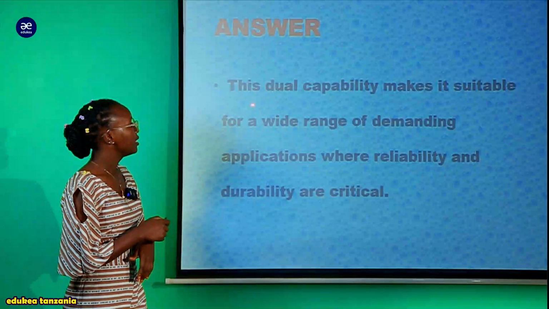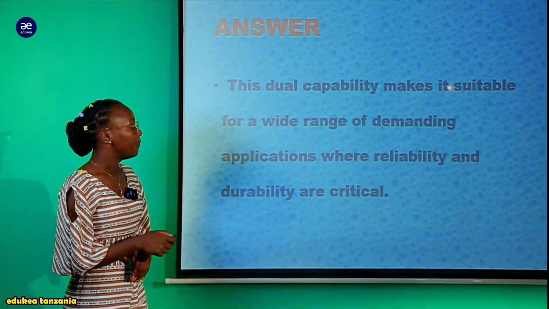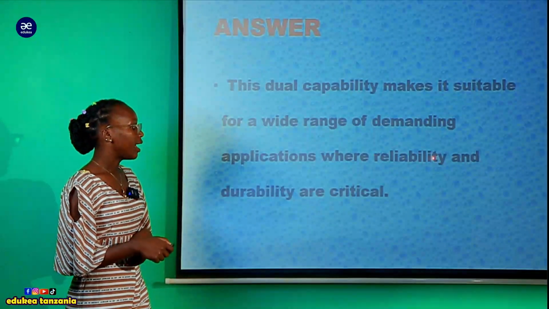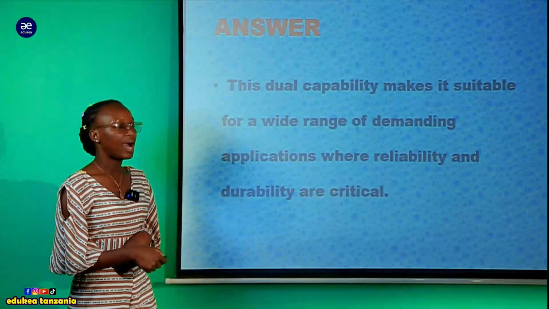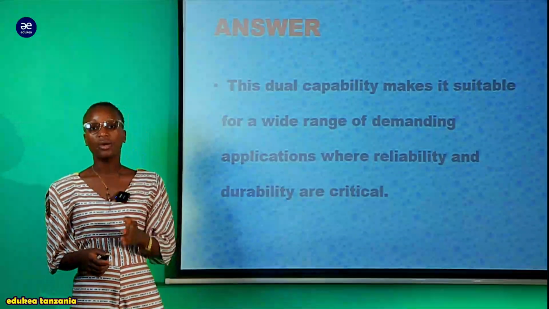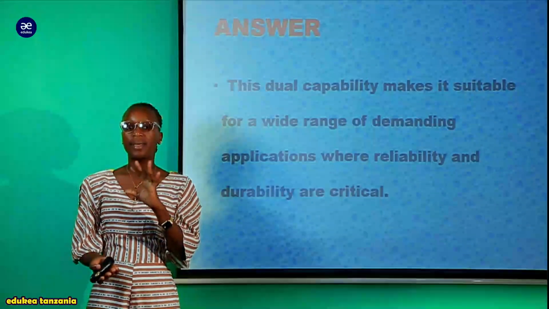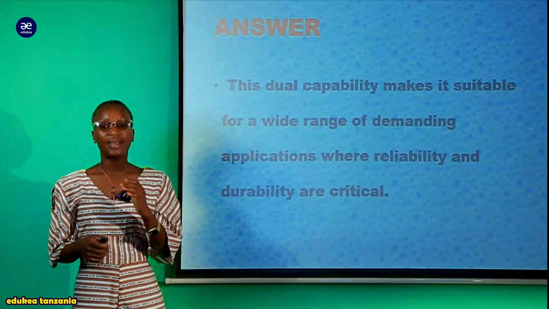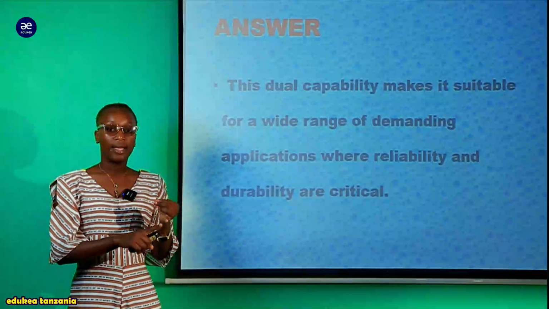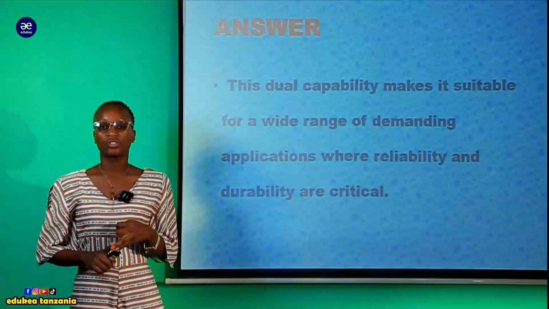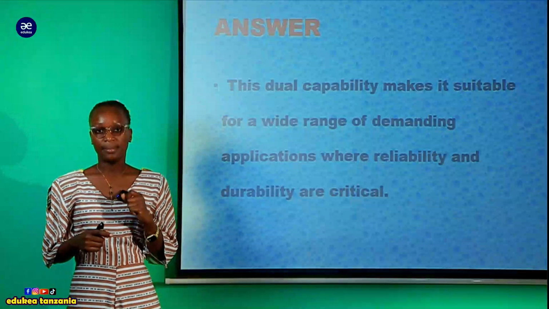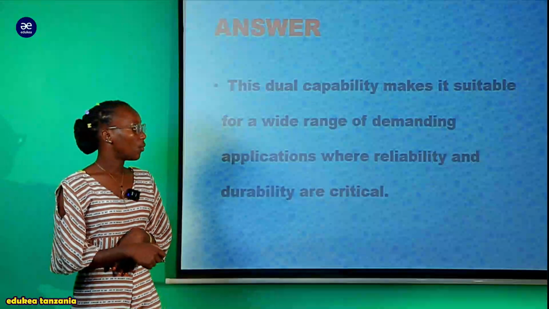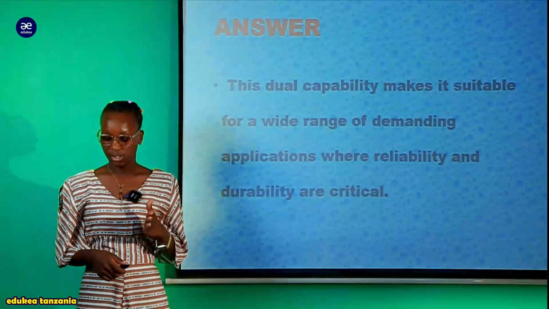So I can say that this dual capability makes it suitable for a wide range of demanding applications where reliability and durability are crucial. Kwa hiyo reliability na durability inakuwa ni very crucial kwa sababu ile material imeplay both. Tunaposema dual, this one dual capability, ina maana ule uwezo wa both physical strength and chemical strength nature zinakuwa katika ile material. Kwa hiyo hii inapelekea the wide range of demanding applications where reliability and durability is very crucial.